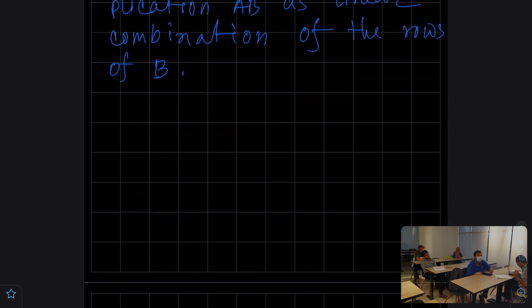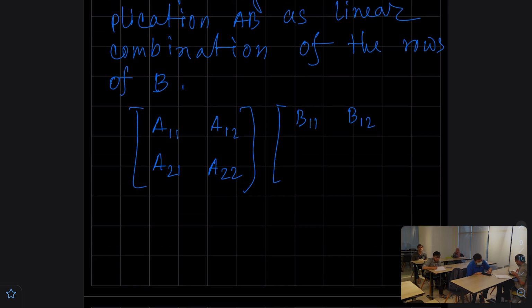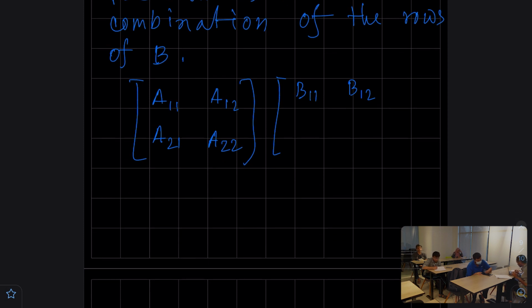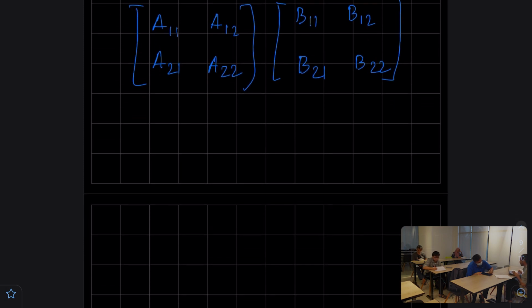Okay, so let's start with A11, A12, A21, A22 with B11, B12, and B21, B22. So I just take a simple two by two matrix A and B. So what is the matrix multiplication of these two matrices?